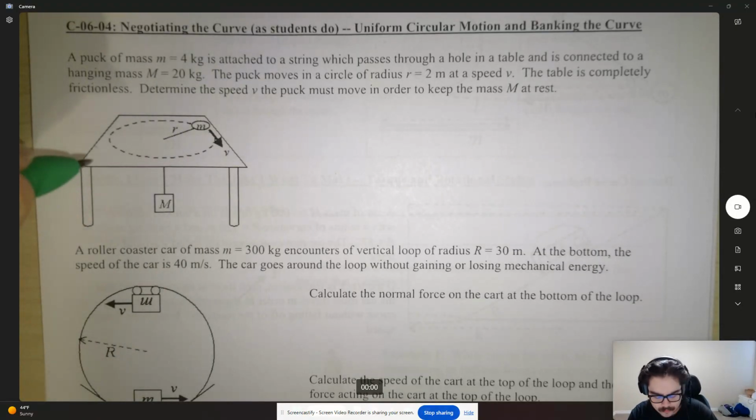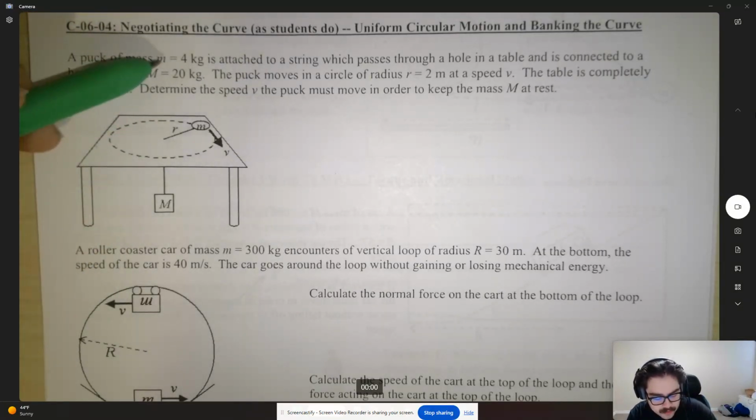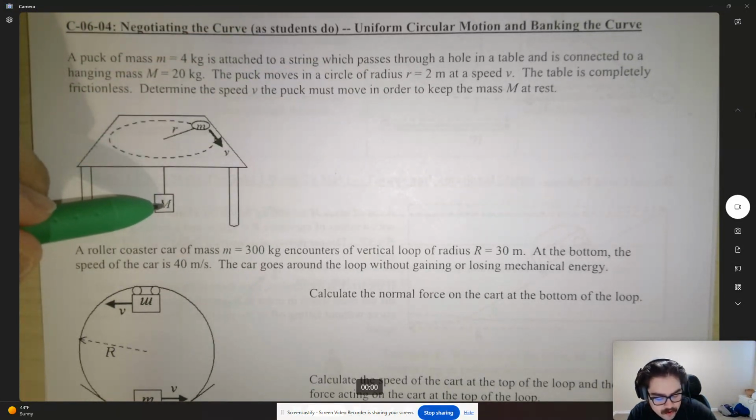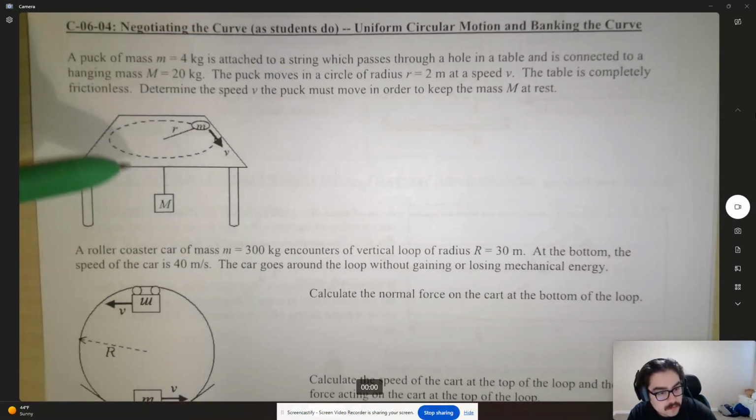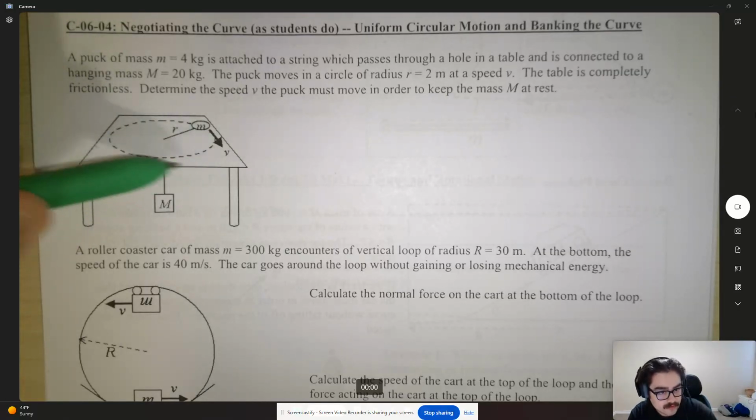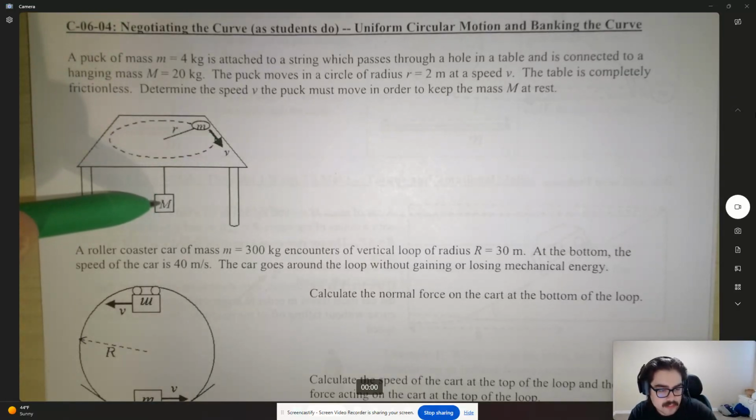Or from the break. But we have here a puck of mass m attached to a string that passes through a hole in the table. So there's a hanging mass right here. The puck is set to move in a circle at a certain speed, and if it moves fast enough, it keeps this mass down here at rest.